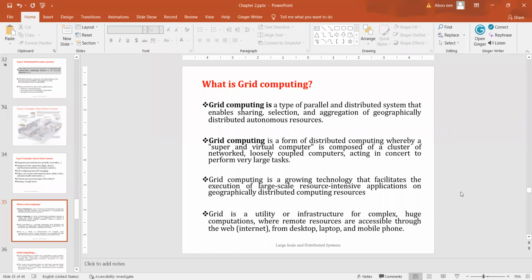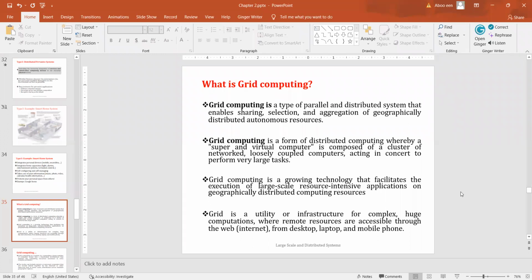Grid computing is a form of distributed computing, whereby a super and virtual computer is composed of a cluster of networked, loosely coupled computers acting in concert to perform a very large task. So basically, grid computing is a collection of cluster-based, loosely coupled computers performing a large computing task.